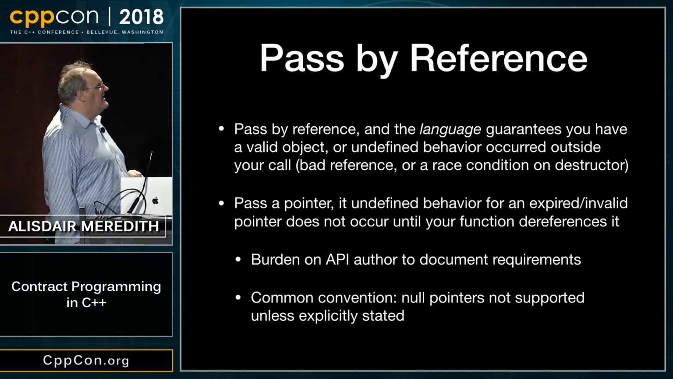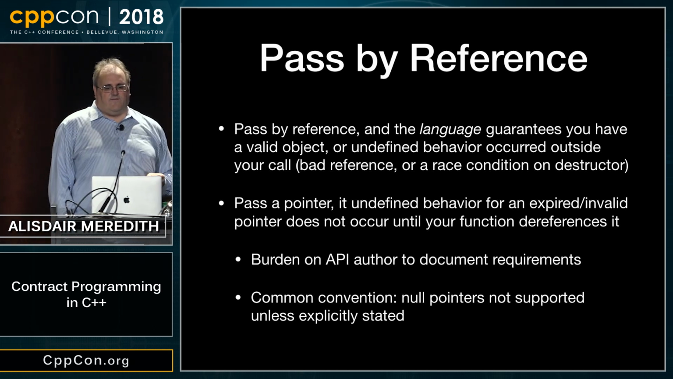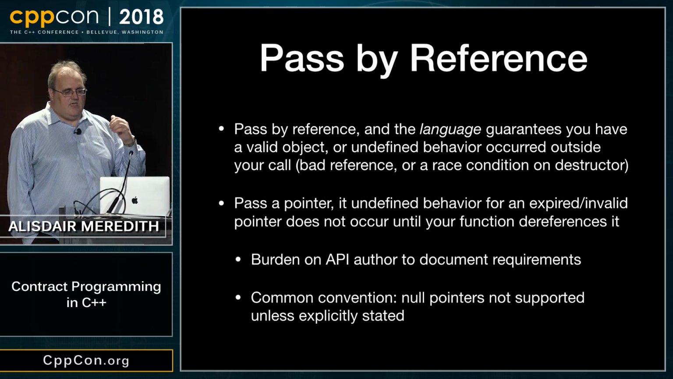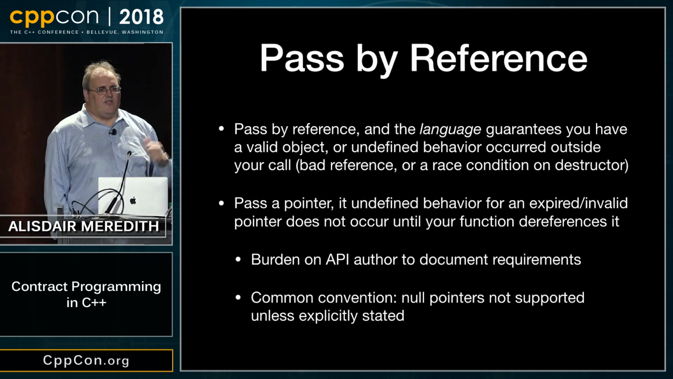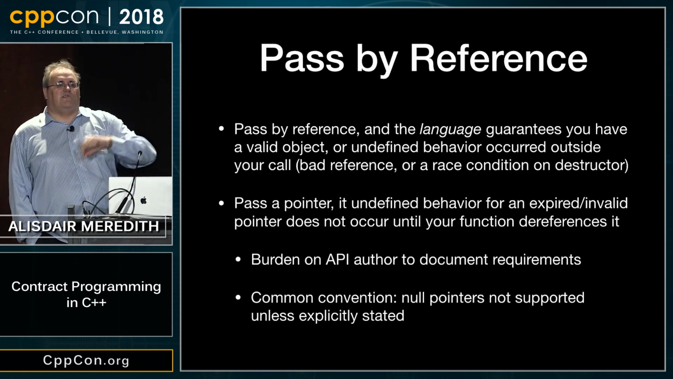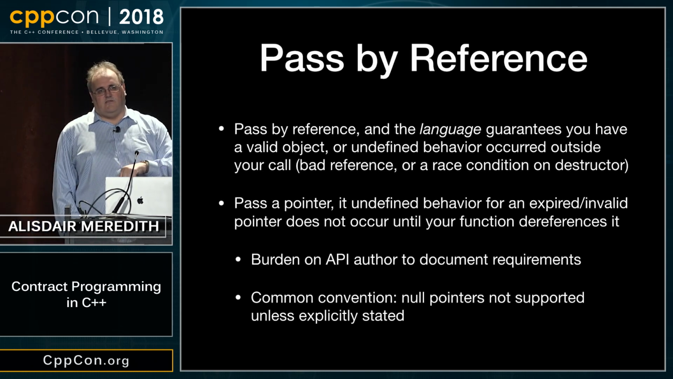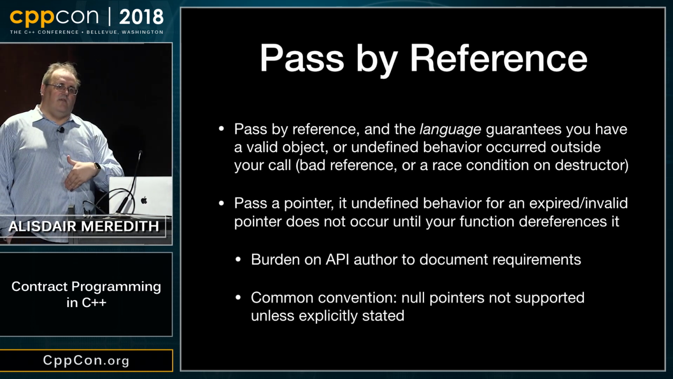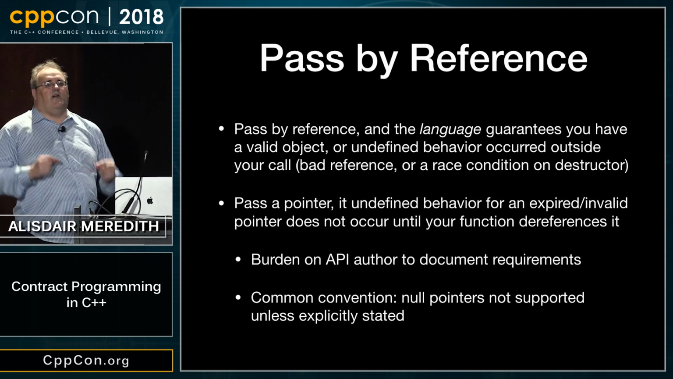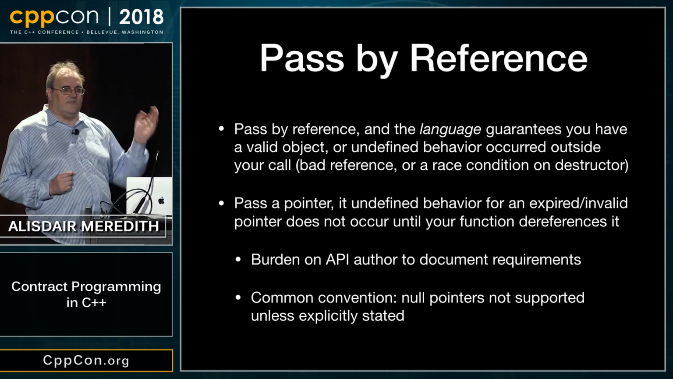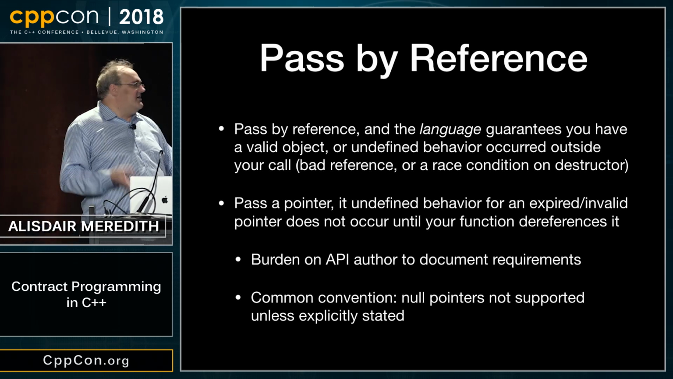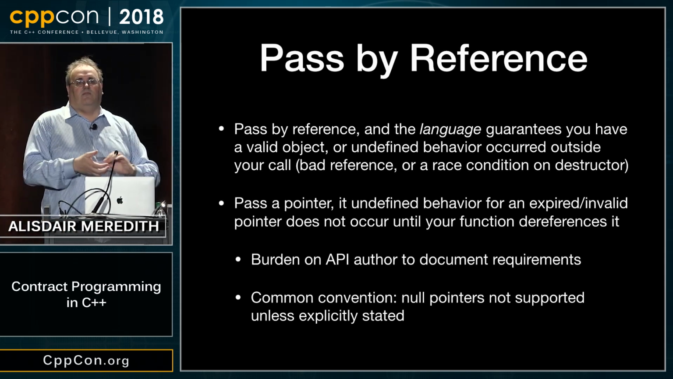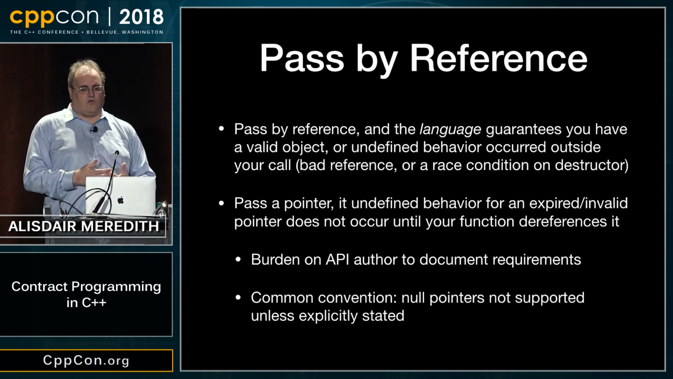Conversely, if I pass a pointer, I have far more undefined behaviors to worry about. The pointer could be pointing to an expired or an invalid object, and it's only when I dereference the pointer within my function that the undefined behavior occurs. So by passing a pointer, I move the point of invoking the undefined behavior to within my function. So I do have to worry about that concern and document it to say, hey, I'm going to dereference this pointer, don't give me a bad pointer. If all I'm going to do is copy and move it around, I might not need to worry about requiring that guarantee on the caller.